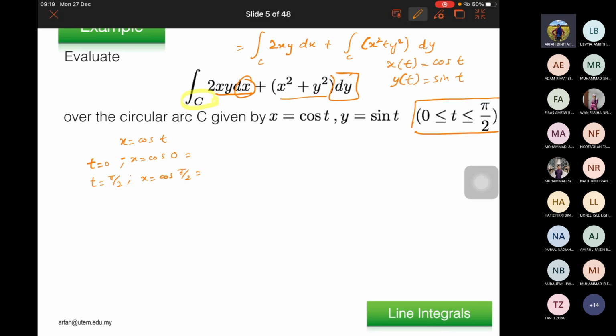When t equals 0, we get cos 0 equals how much? Cos 0 equals 1. So, cos pi over 2?